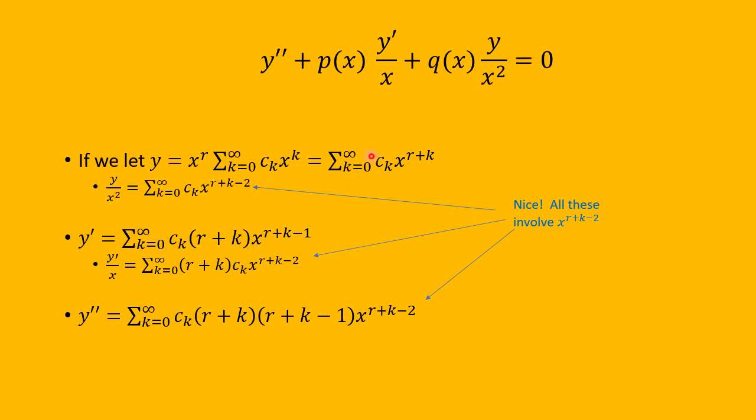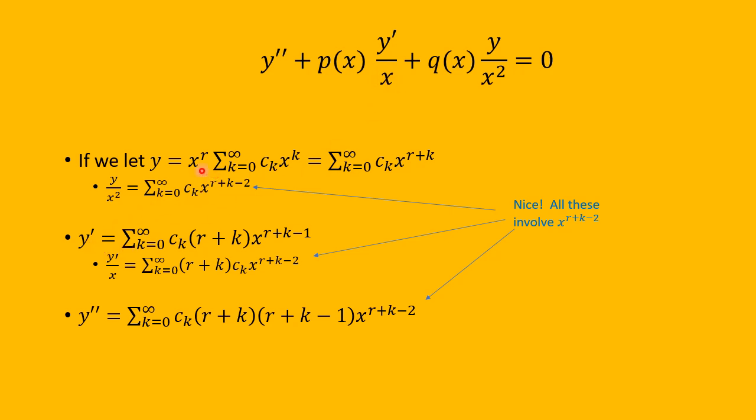If y equals this, then y over x squared is going to equal the sum of c sub k x to the r plus k minus 2. If we divide x to the r plus k by x squared, that's going to be x to the r plus k minus 2. Since we had a sum going from k equals 0 to infinity here, this one also will be 0 to infinity. Now, let's look at y prime over x that we have right here.